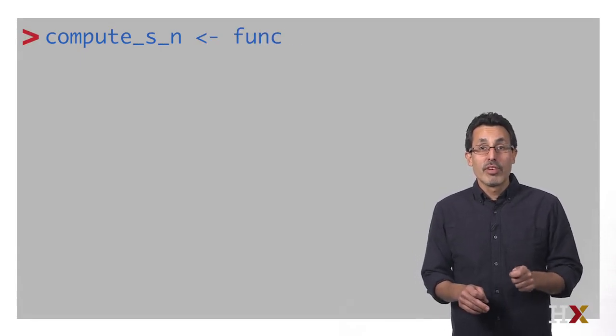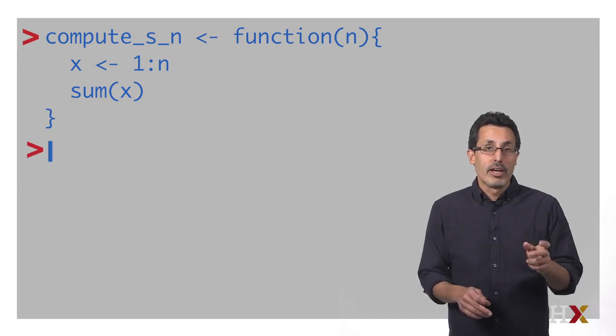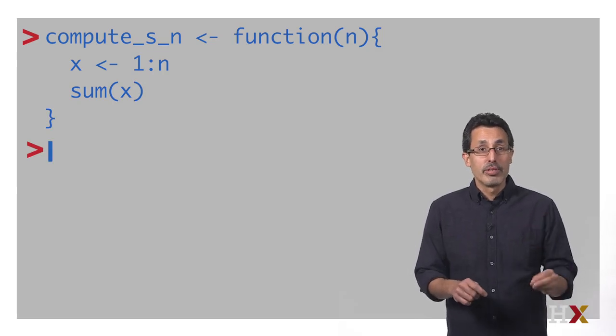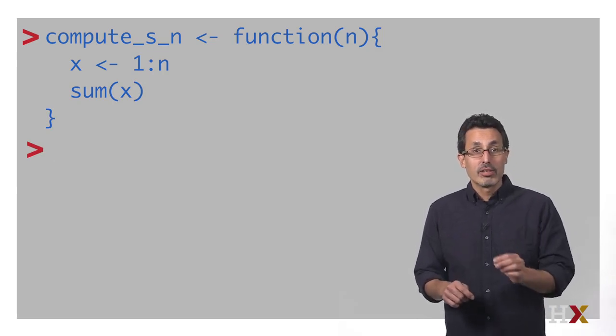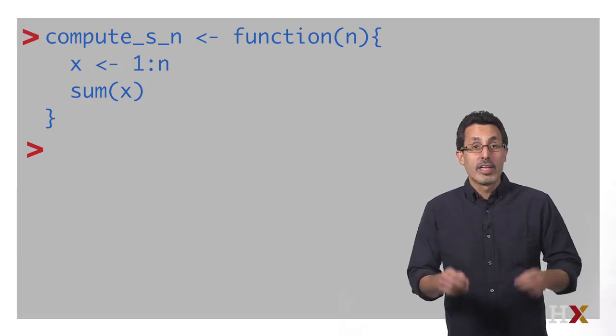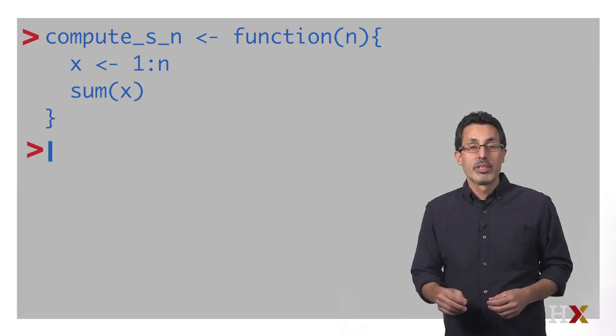Using what we learned about functions, we can easily create one that computes this sum. I'm going to call it s_n. The function is compute_s_n. I'm defining it. It takes a value n, it creates a vector 1 through n, and returns the sum. This is the sum that we're interested in.